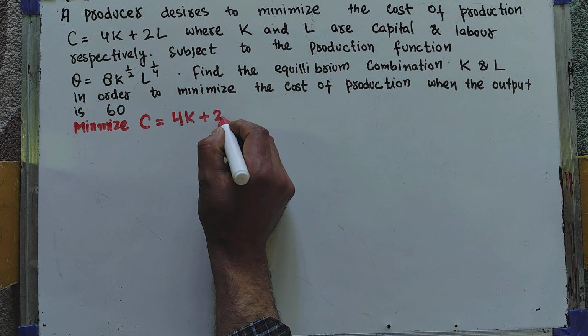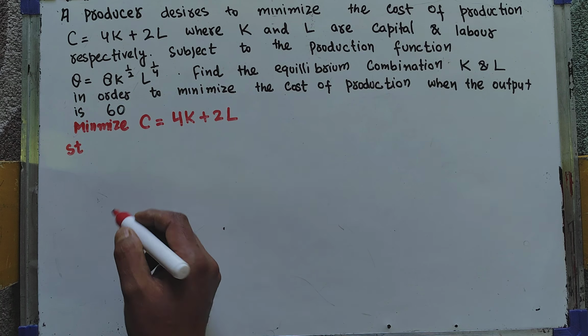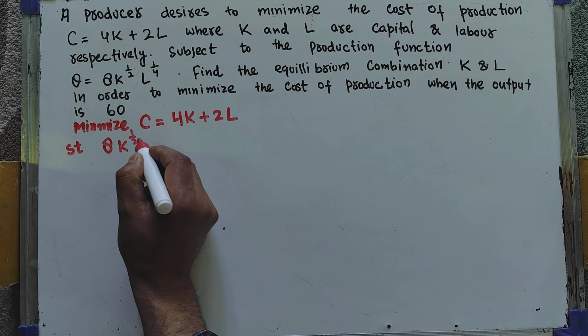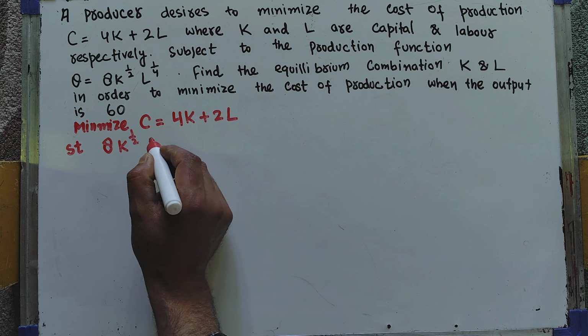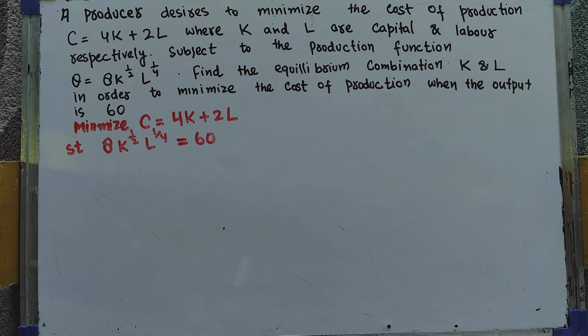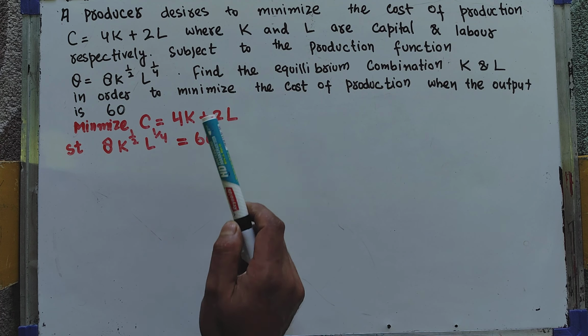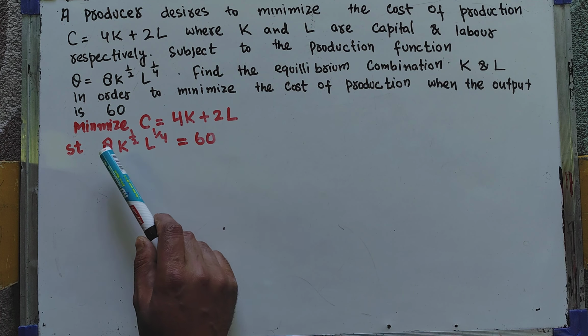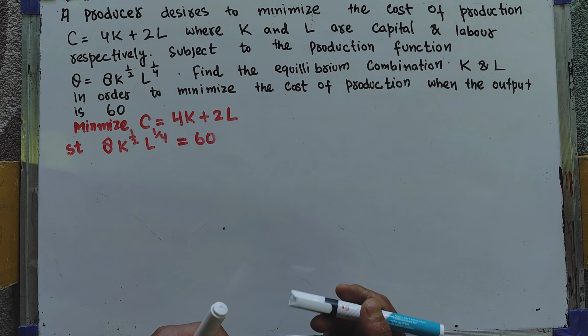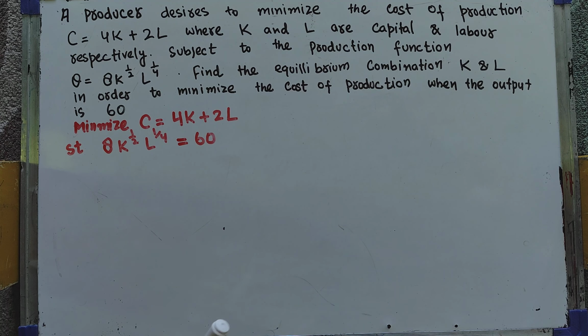So we want to minimize the cost subject to the production constraint that we are facing, that is 8 K to the power 1 upon 2 times L to the power 1 upon 4, and it should be equal to Q, and we have the production constraint, that is we want to produce 60 units of output. Okay, so the question is, we want to minimize the cost to produce 60 units of output when we have this production function. So there are two ways to solve this question. First is the Lagrangian multiplier method, and another is the tangency condition. Let us first solve it using the Lagrangian multiplier method.